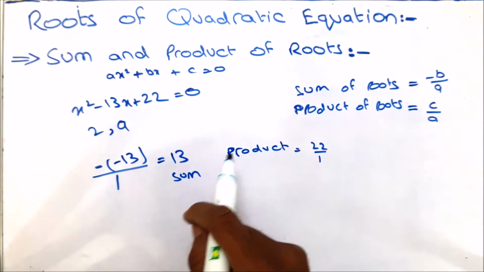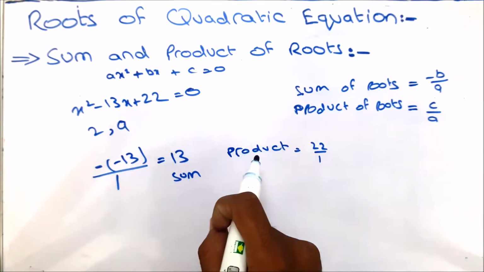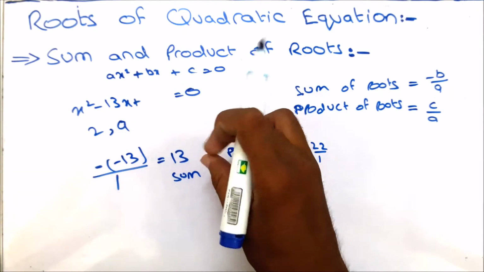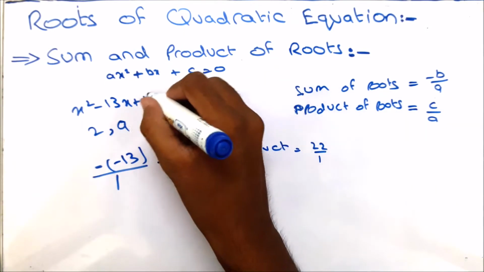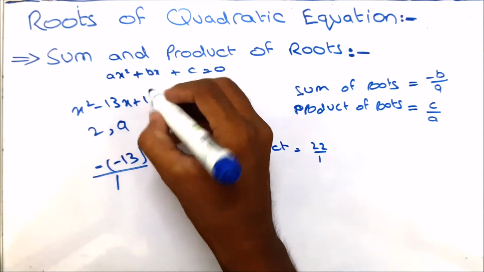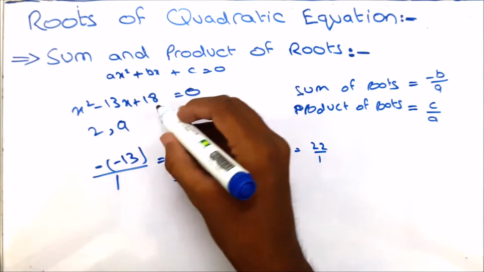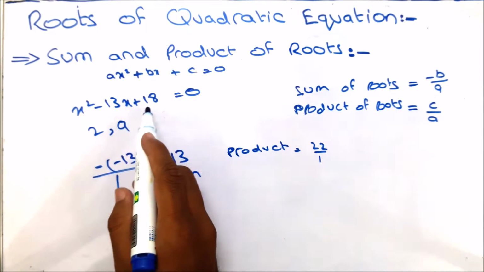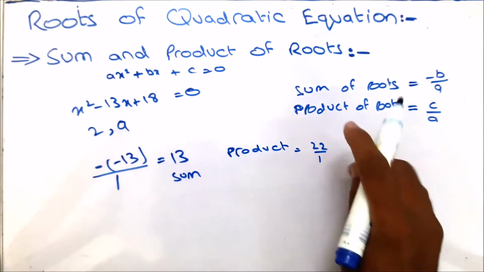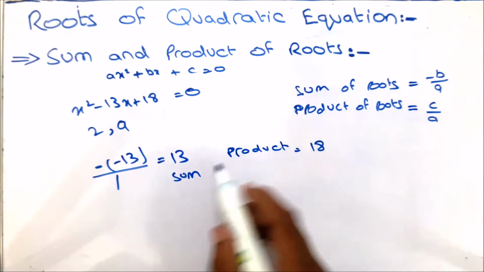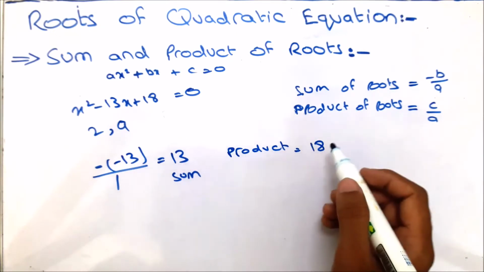The product is, it's strangely not working because I wrote the question wrong again. I'm very sorry about it. It's actually 18. You can solve it and you'll get this answer. I just copied it wrong over here from my notebook. This is 18. 2 times 9 is 18, and here is 18. Okay, the sum is 13 and the product is 18.